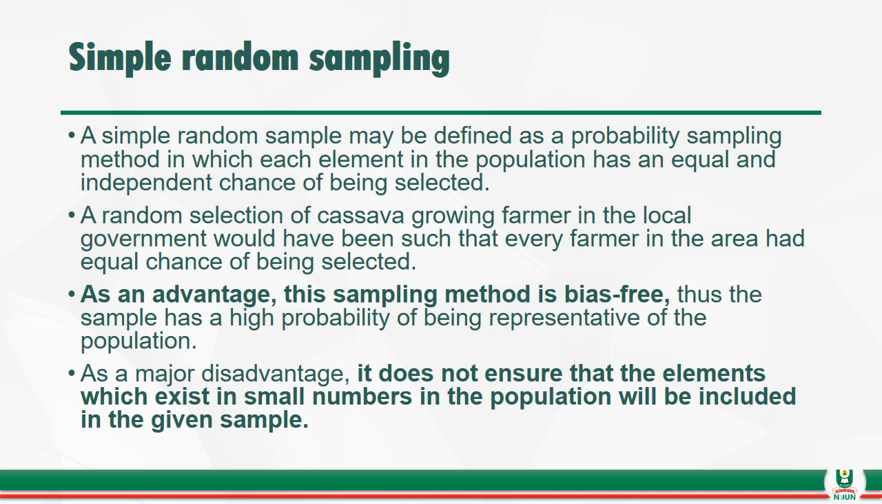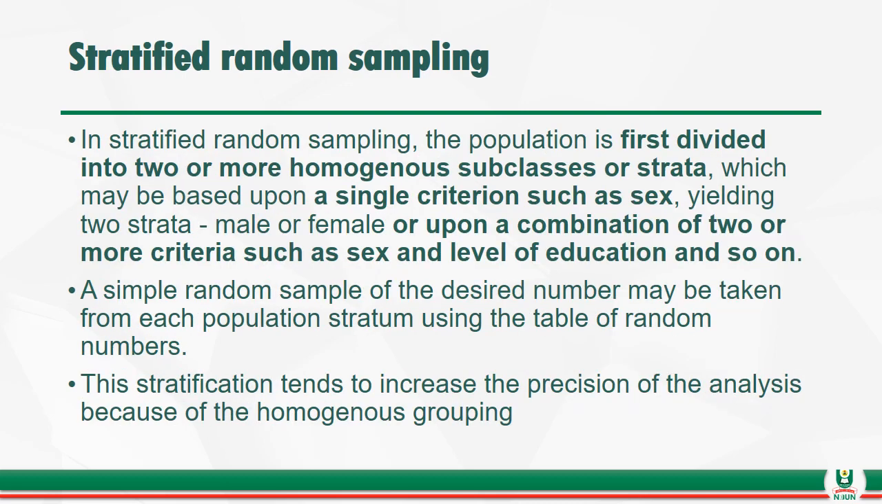A random selection of cassava-growing farmers in the local government would have been such that every farmer in the area had an equal chance of being selected. As an advantage, this sampling method is bias-free. Thus, the sample has a high probability of being representative of the population. As a disadvantage, it does not ensure that the elements which exist in small numbers in the population will be included in a sample.